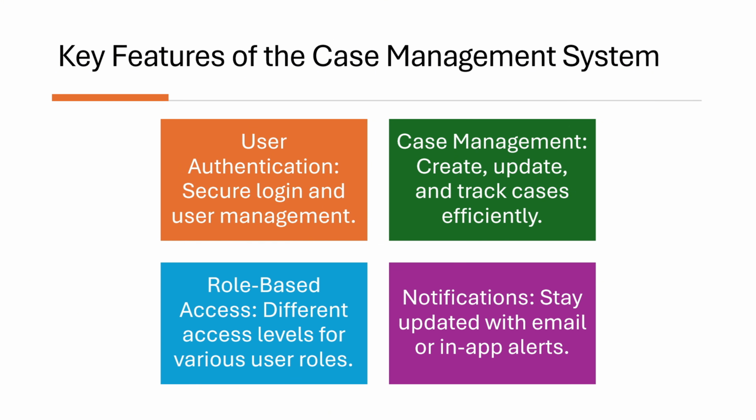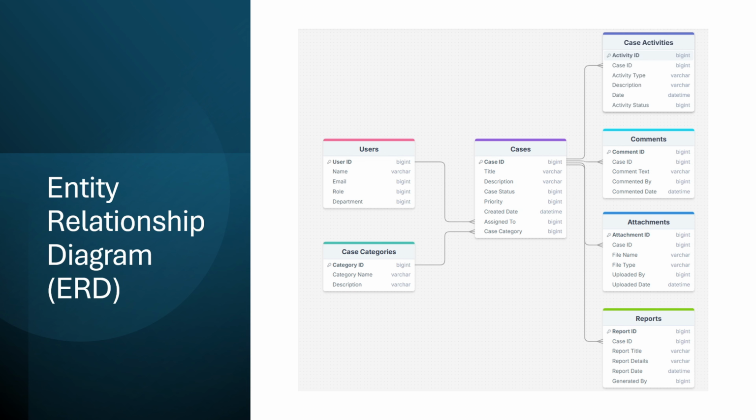And the main key features that we're going to have in this system are the user authentication, which is the secure login and management, the case management itself, which will allow users to create, update, and track cases efficiently, and the role-based access, where everyone using the application will have different role access, allowing them to perform different tasks on the data and everything else in the system. And lastly, we are also going to configure notifications, which will allow everyone using the application to stay updated with emails and in-app alerts.